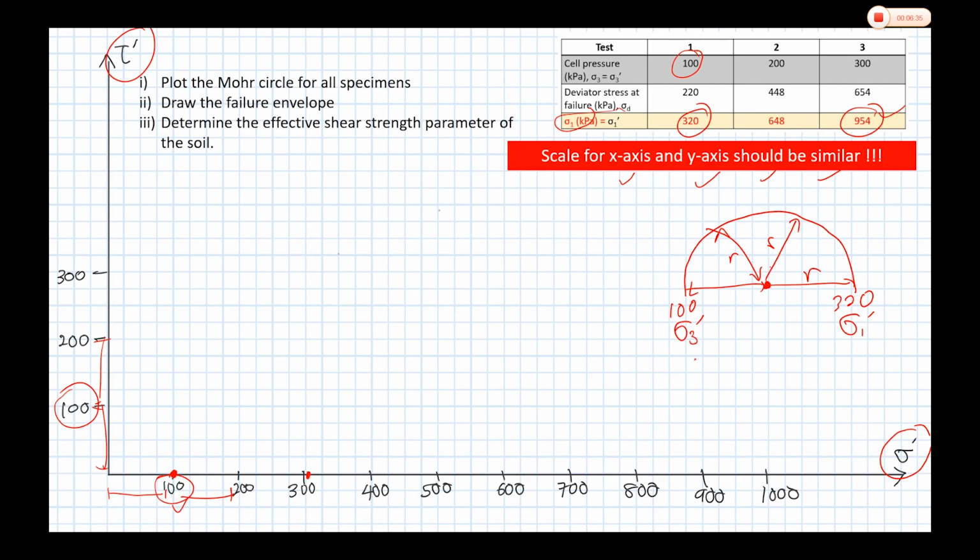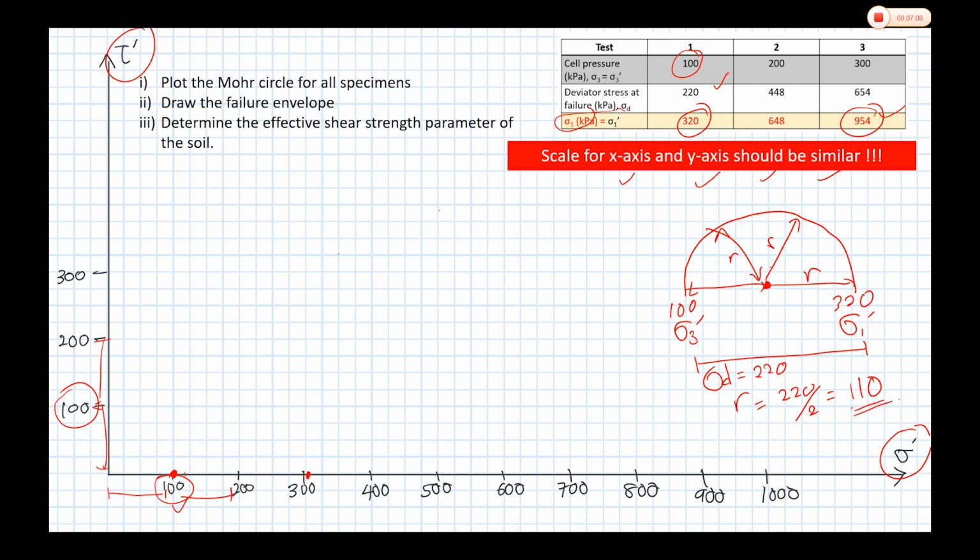So what we can do here is that we know that sigma d is the diameter of the circle. In this case, for example, we have 220. Sigma d, which is the diameter, is 220. So to get the radius, we divide it by 2, so you will have a radius of 110. Now you cannot simply take 110 as the center of the circle. Obviously, this can't be the center, because the circle will start at 100 and end at 320.